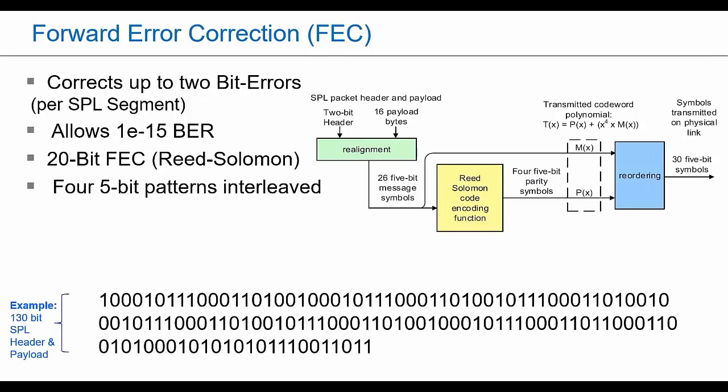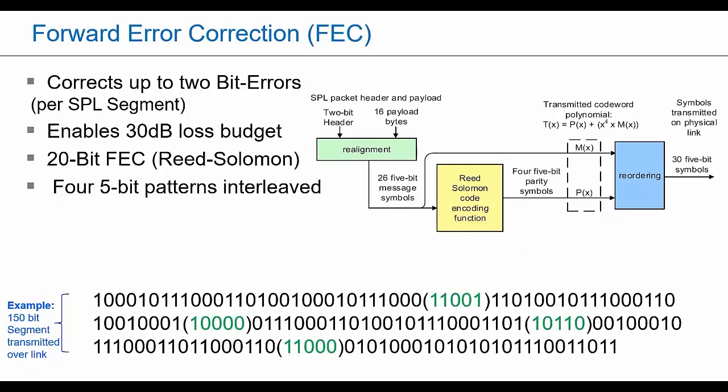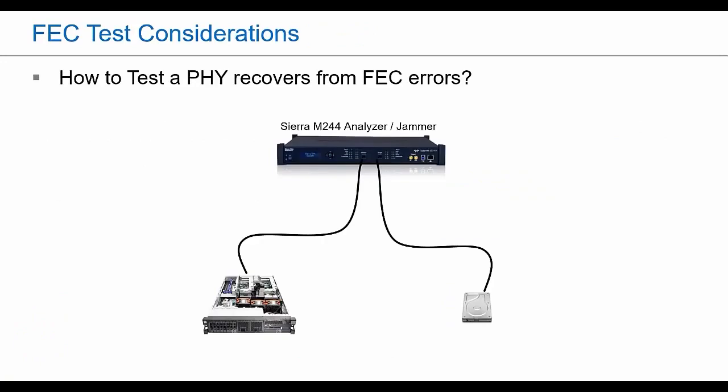The FEC calculation starts with the 130-bit SPL packet and payload. This is after scrambling, in the case of SSP frames. This is used to generate the 4 5-bit parity symbols. These FEC bits are never scrambled, but they're interleaved across the SPL segment, and that is supposed to provide better protection for burst errors. RSFEC calculations are pretty complicated, so it's really beyond the scope of this presentation. I'll just touch on the test implications.